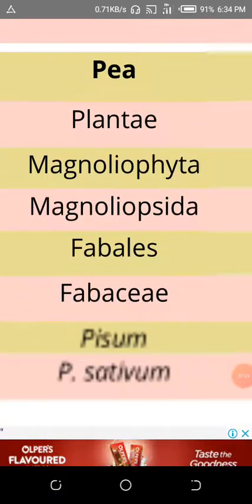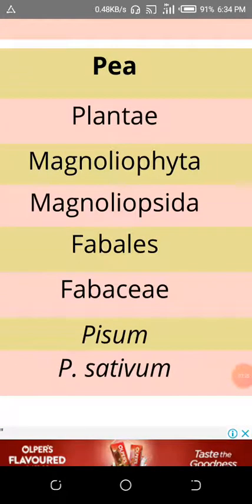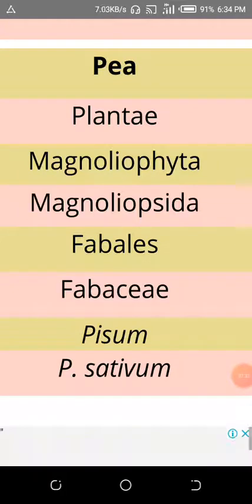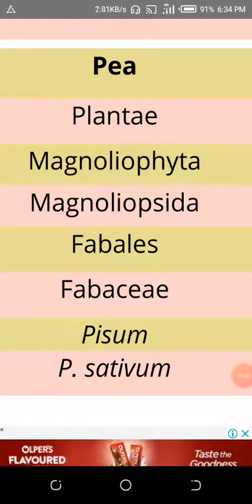Now this is the classification. First of all, we need to speak the taxons one by one, from largest taxon to smallest taxon. The largest taxon will be the kingdom. Then what is the word I told you? PCOFGS. P means phylum, then C, class, O, order, then family, then genus, then species.